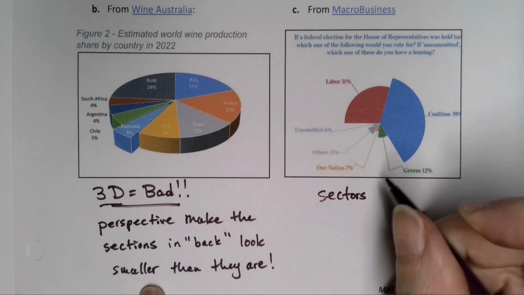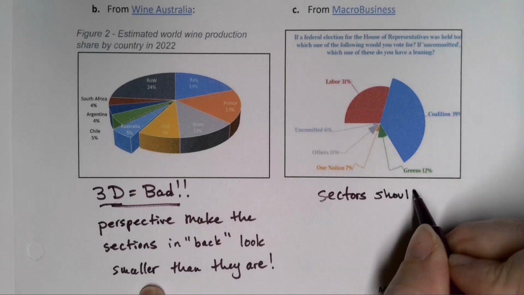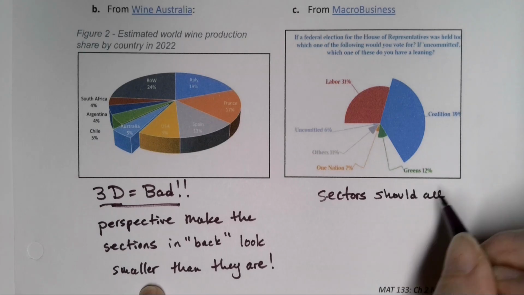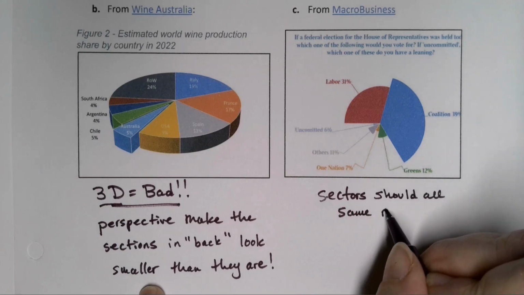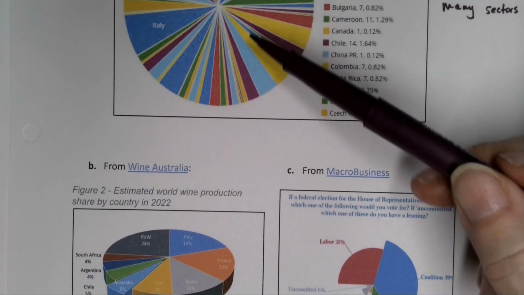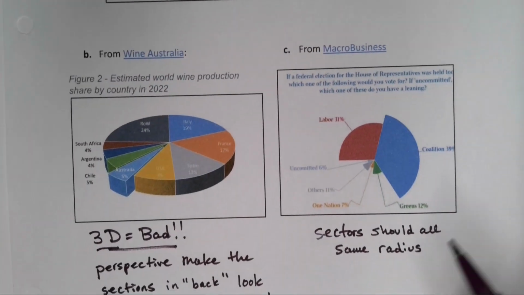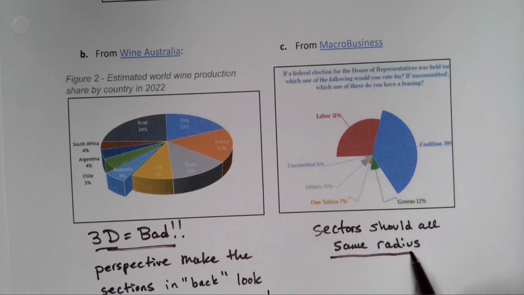This is so bad that there's nothing even listed for it in our good graphs list. Sectors should all be on the same radius, right? This is a part of a circle. So it should be more like this one. Heck, I'd take this one over that one because at least they all have the same radius. They're coming out from the same center.